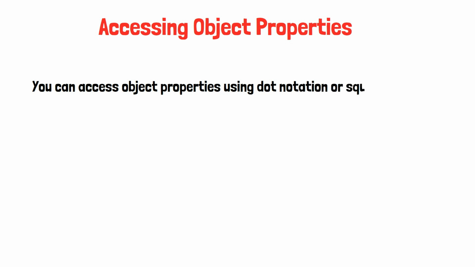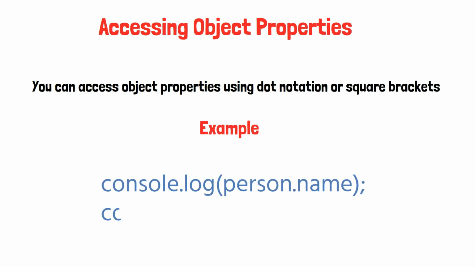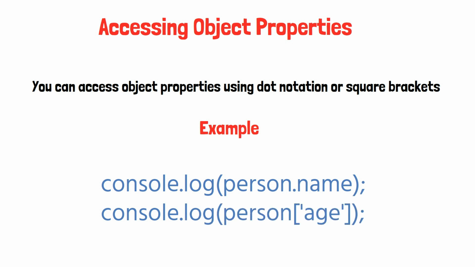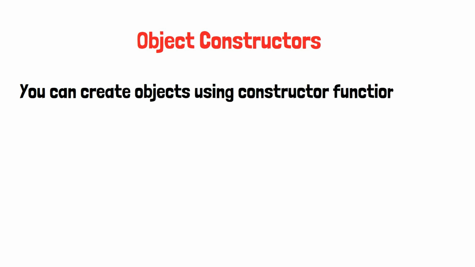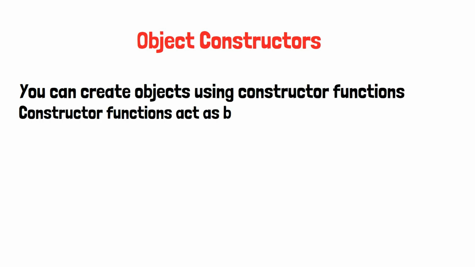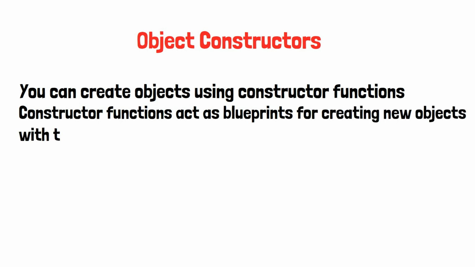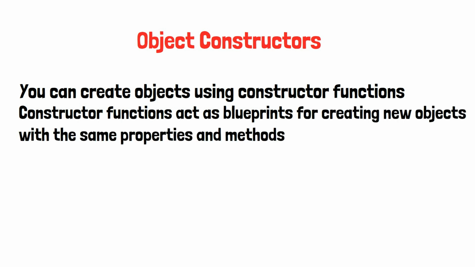Accessing object properties. You can access object properties using dot notation or square brackets. Object constructors. In JavaScript, you can create objects using constructor functions. Constructor functions act as blueprints for creating new objects with the same properties and methods.